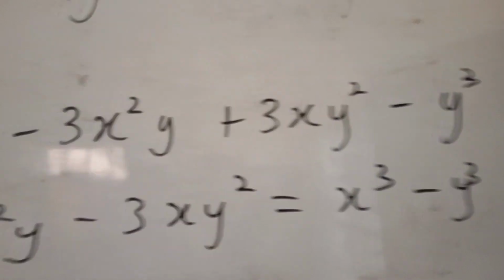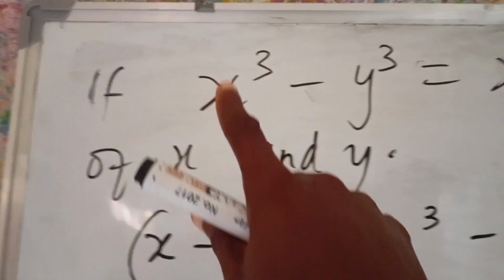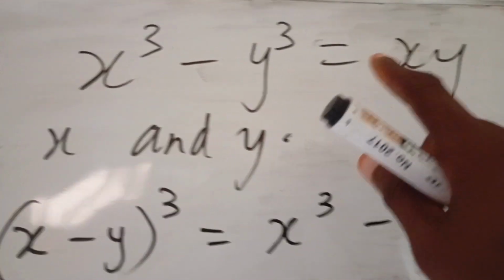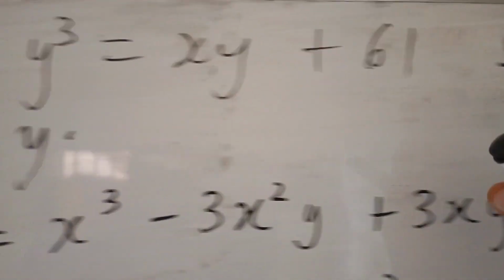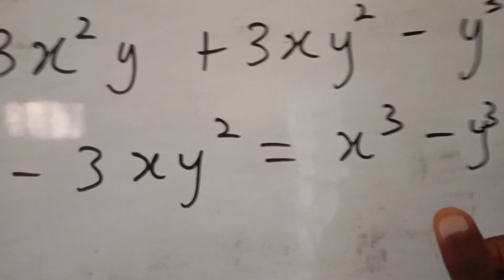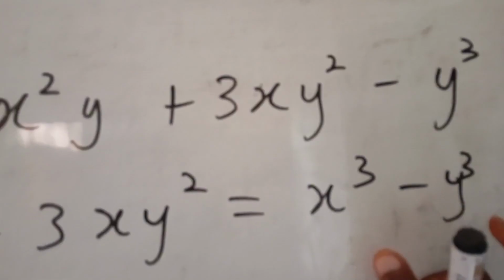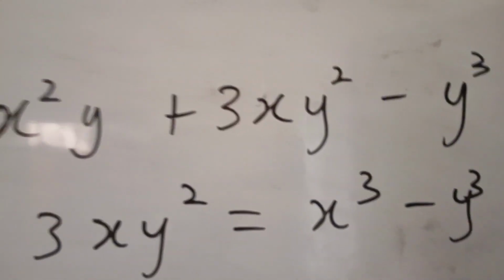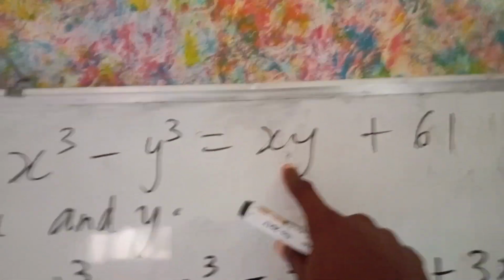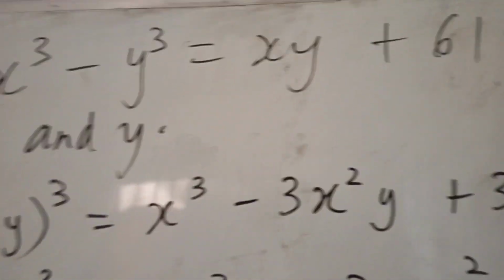So when we go back to the equation that we have already, that x to the power of 3 minus y to the power of 3 equals this, then we can say that this, which is x to the power of 3 minus y to the power of 3, we can replace it with what we have here, xy plus 61.